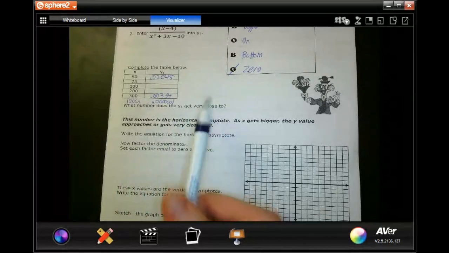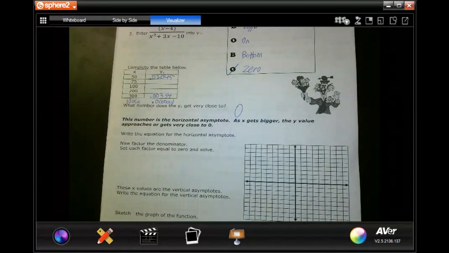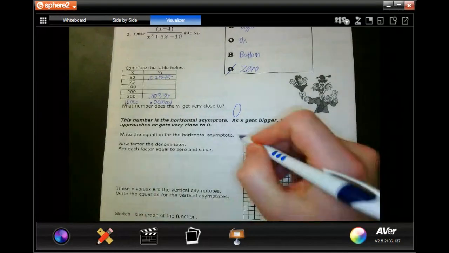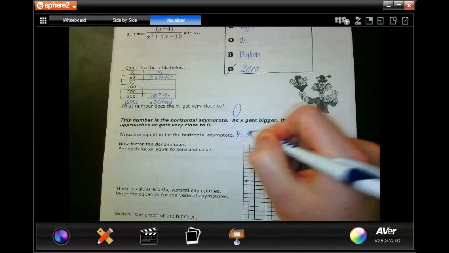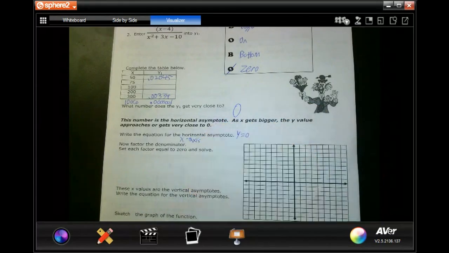Good. Okay. So the number y1 gets very close to is 0, and they give away the answer here. So what's the equation for the horizontal asymptote? It is y equals 0. Or what's the other way to say that? You can say the x-axis.